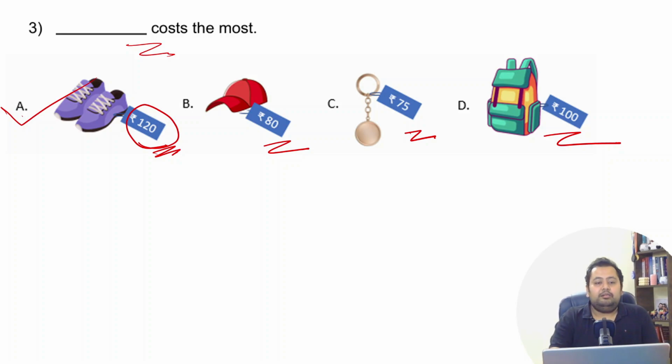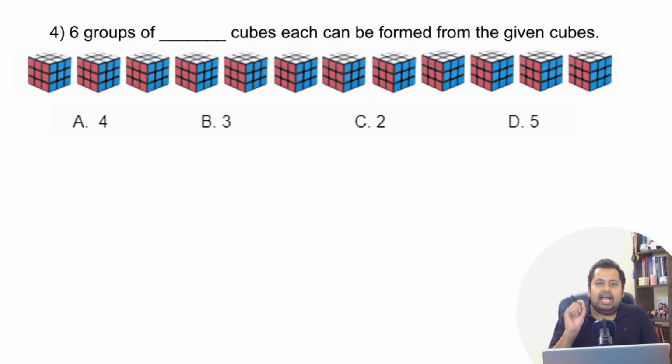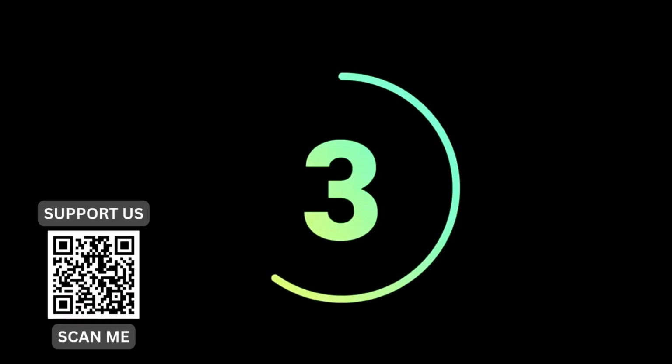Let's now move to question number 4. Six groups of dash cubes each can be formed from the given cubes. So you have to create six groups of cubes, right? So in one group, how many cubes would be finally there? That is what you need to find out, right? So pause the video, do it first yourself, and then look at the solution.